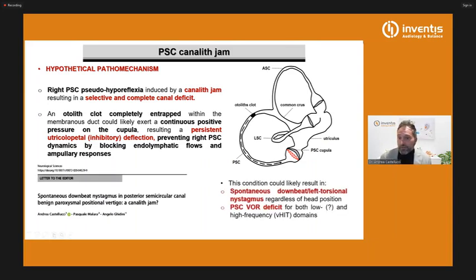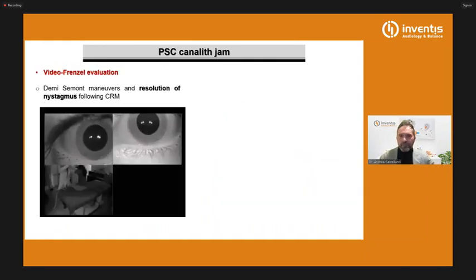And we published this first case. So this condition could likely result in a spontaneous downbeat left torsional nystagmus, regardless of head position changes, and impaired gain of the posterior canal, or the affected posterior canal, for both low and high frequency domain. Of course, low frequency domain for the posterior canal are very difficult to test, but we could imagine that if we had a chance to test the low frequency for the posterior canal affected, probably they were also impaired.